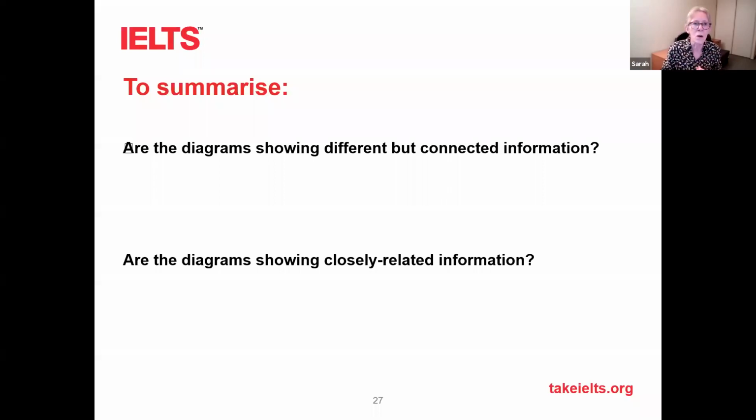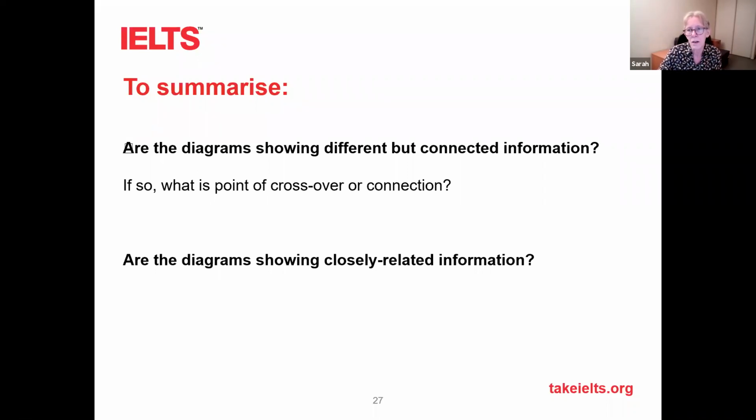So the first question to ask is, are the diagrams showing different but connected information? If it's different but connected, how many body paragraphs should you write? As a guide, nothing's absolute, but if you've got 2 diagrams showing different but connected information, yes, okay, everyone's been listening, excellent, 2. And obviously just the 1 for the closely related. Okay, good. So things to look out for is they're showing different but connected.